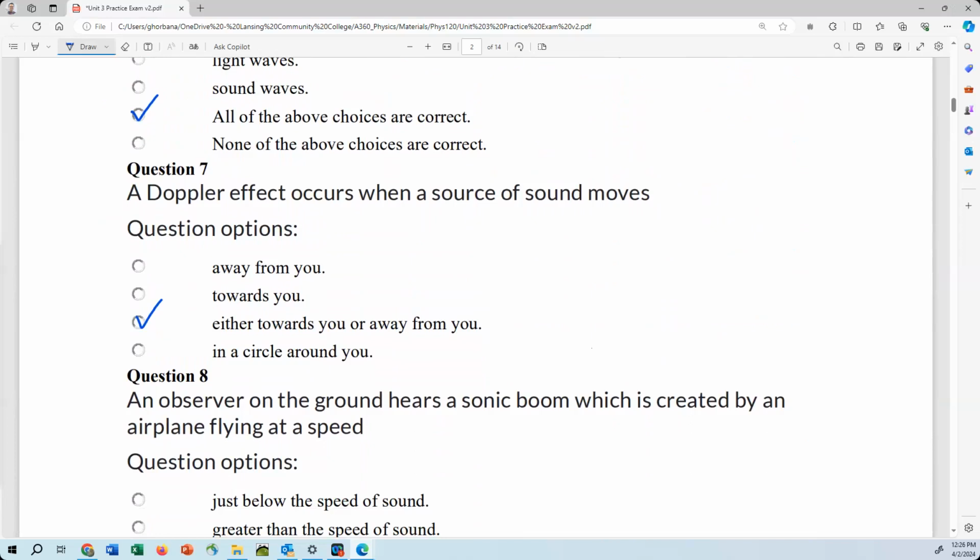Yes, whenever the sound source or light source, it doesn't matter, is moving away from you, the frequency that you hear or you see is decreasing. But as we know, the frequency and wavelength are inversely related to each other. So if the frequency decreases, the wavelength increases. That's why we call it redshift.